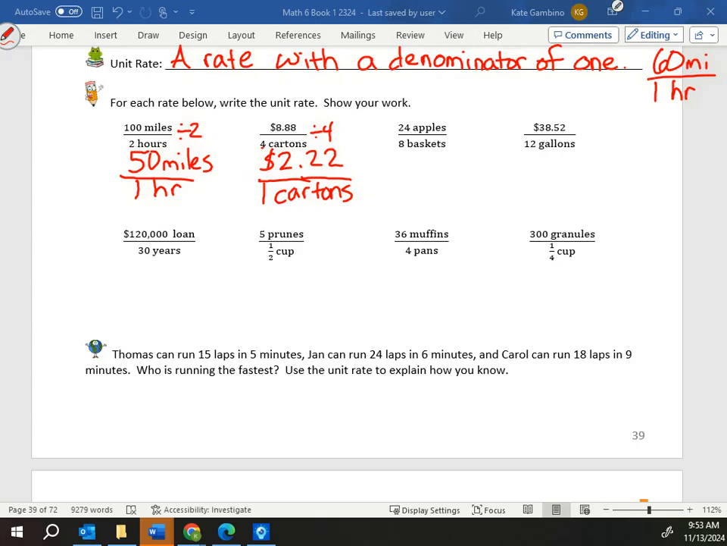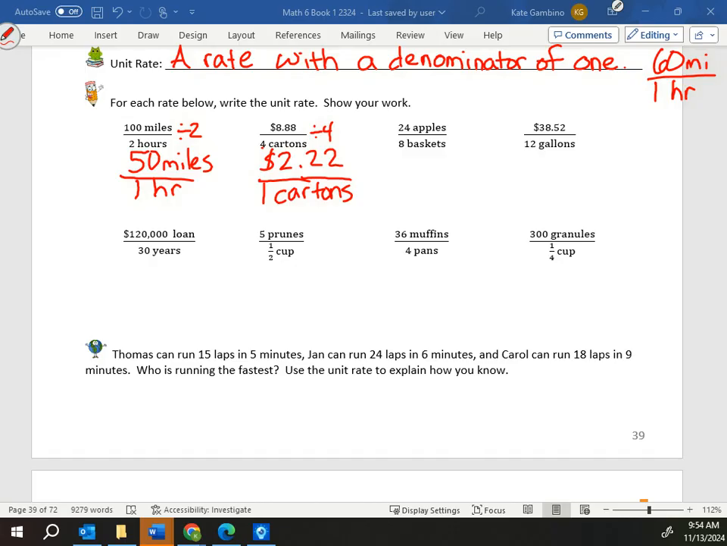Instead of having to buy four, maybe all my kids are off for the weekend and it's just me and Mr. Gambino. I don't need 4 cartons of eggs. That's a lot of eggs. I want to get just one. So I need to be able to figure out how much that's going to cost me. So I'm going to look at that unit rate.